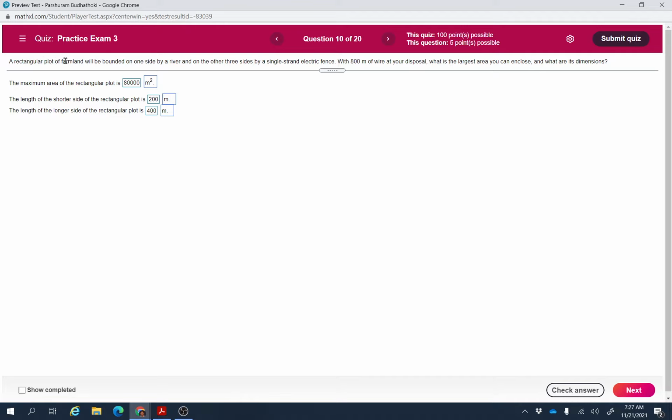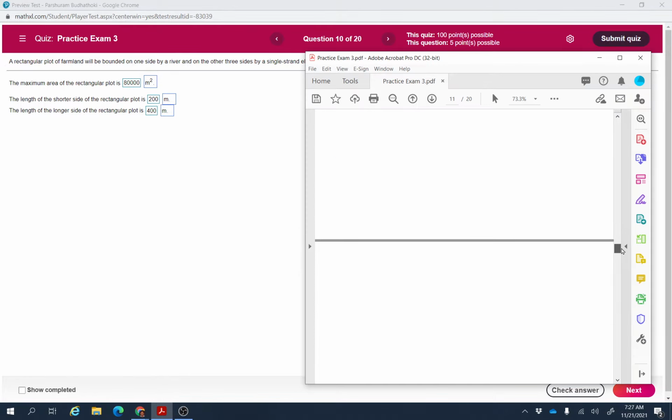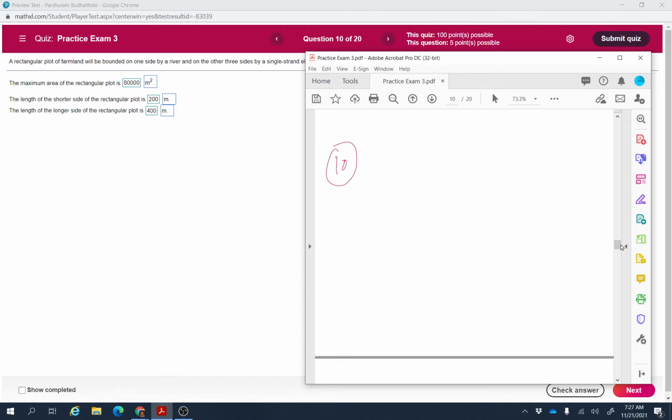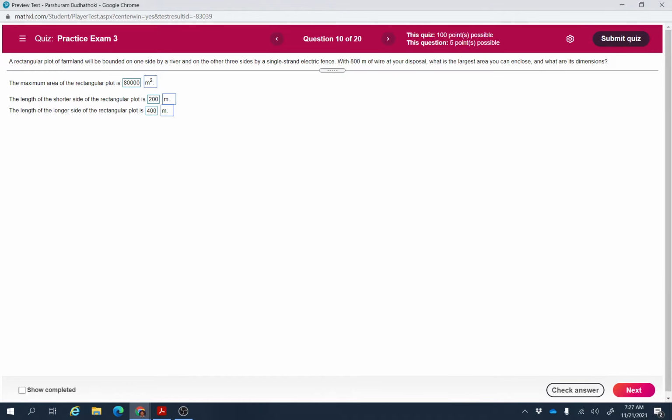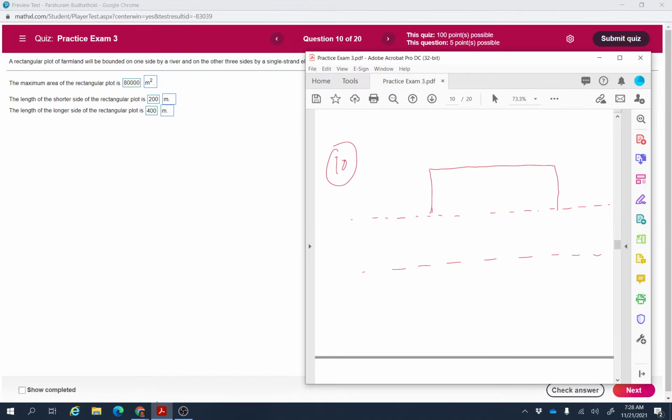A rectangular plot of farmland will be bounded on one side by a river and the other 3 sides by a single strand electric fence. So this is problem 10. There is a rectangular farmland, 3 sides bounded by an electric fence, and one side you don't have to bound because there is a river. Okay, there is a river. And now we are given 800 meters of wire. We want to enclose the largest farmland by using this 800 meters. So how do we do that?